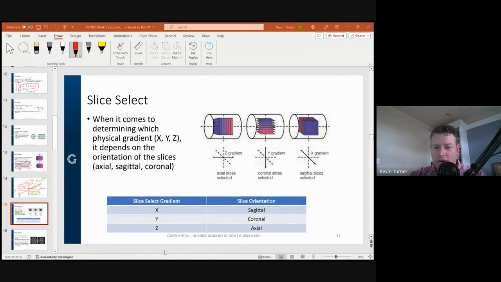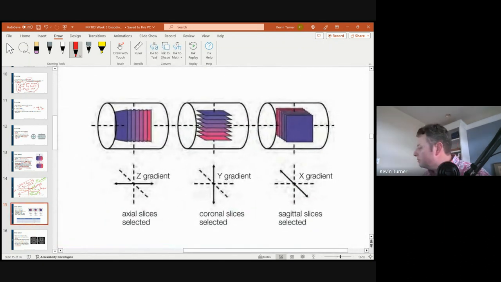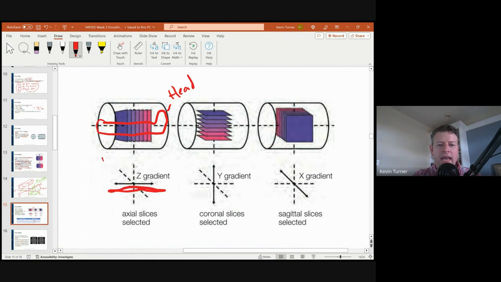So now going back to the physical gradients, there are 3 physical gradients inside of the machine. These are their directions. The Z gradient, once again, think of the patient as laying down in here. Again, that's the head. The Z gradient goes in the direction from the foot to the head, or inferior to superior. The Y gradient goes from the back of the patient to the front of the patient, or anterior to posterior. And the X gradient goes from the left to the right of the patient, or lateral to medial.